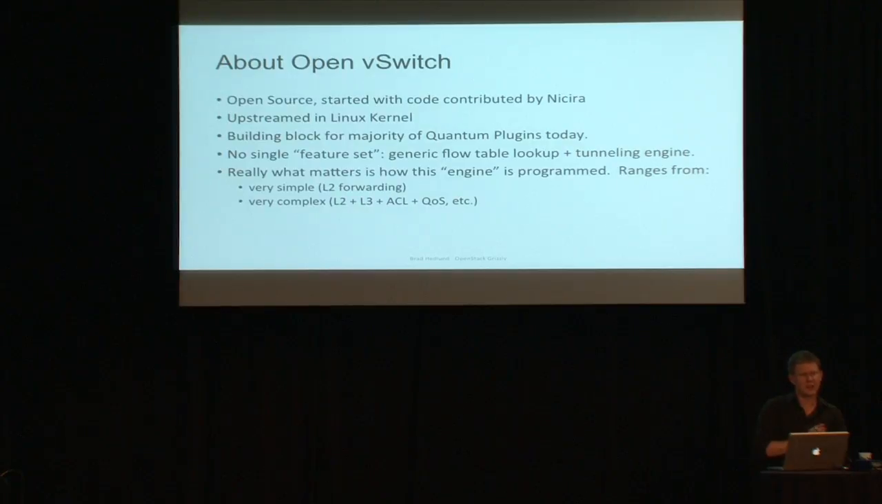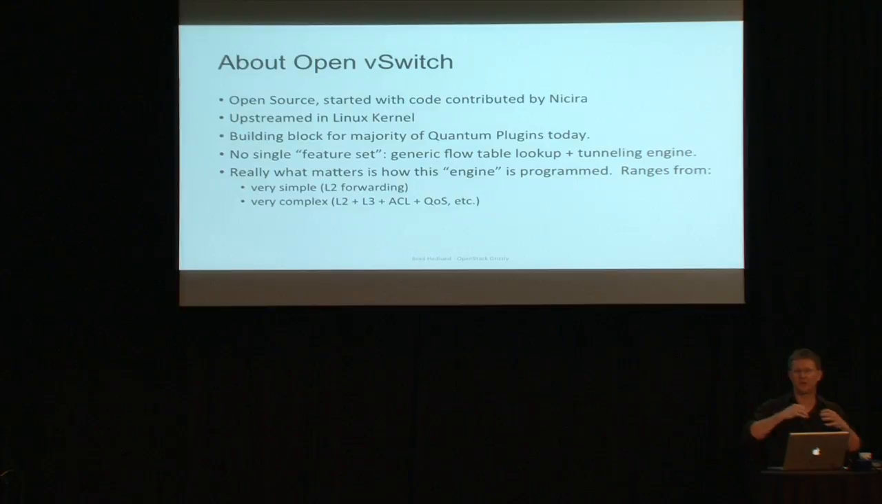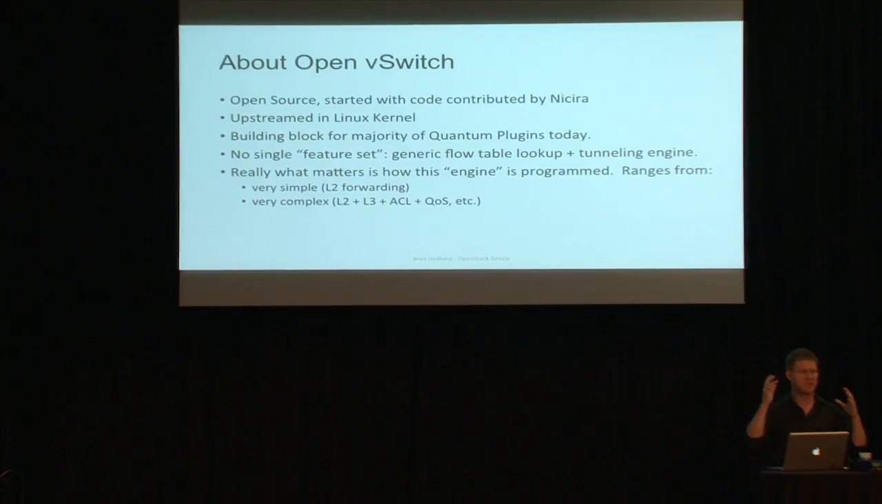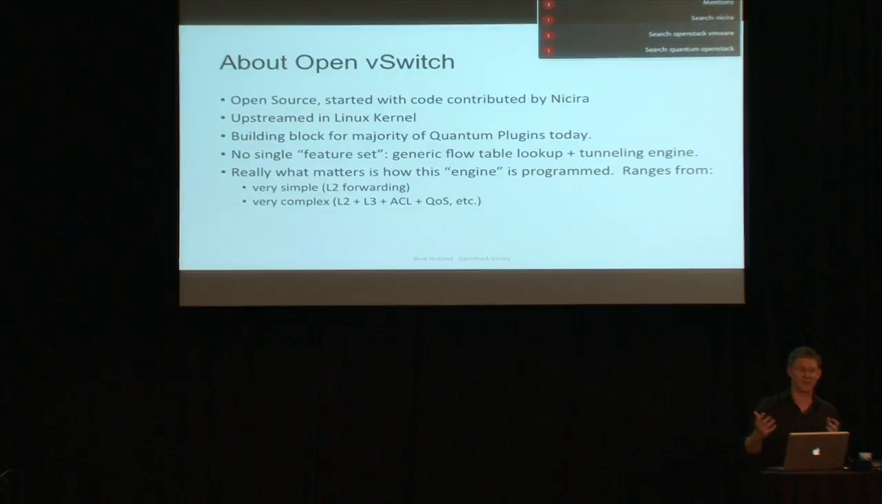But one thing that's a common point of confusion is people think of Open vSwitch like a hardware switch, which has a single feature set, and anyone who uses it gets the same feature set. Really, the way to think about Open vSwitch is that it's a software engine for doing generic flow lookups and tunneling of network traffic. And so what really matters is how you are programming that engine in those flow lookup tables. You can do everything from really simple, which is just basically tell Open vSwitch to do dumb L2 learning, right? And then it'll work just like a Linux bridge, right?